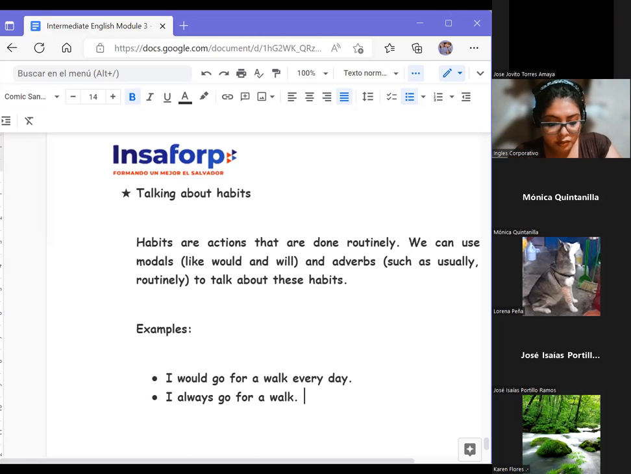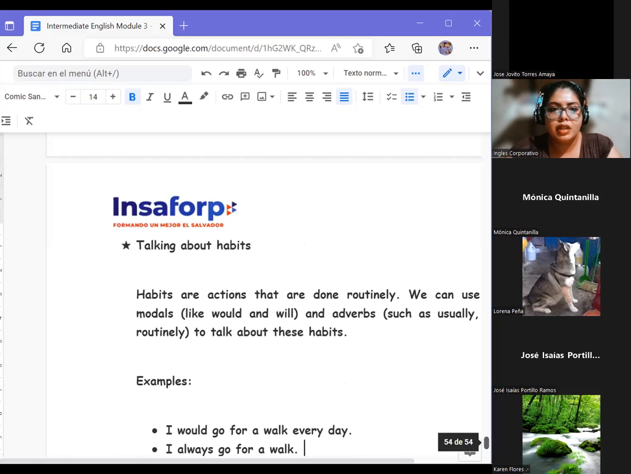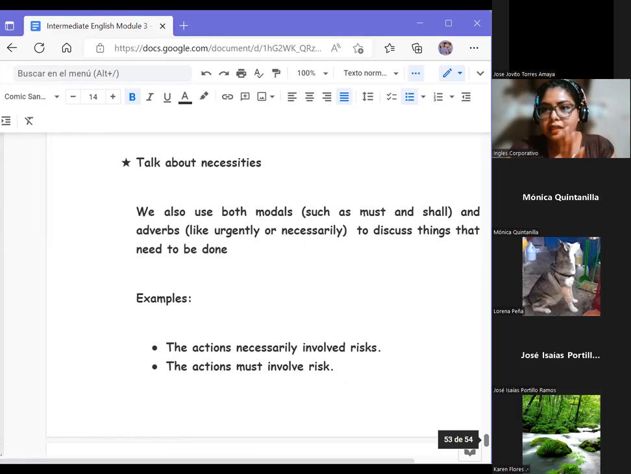So in this case, it's just to use those sentences because we have a lot of examples in here in which we are using the same meaning. Because if you can see in this one where you are talking about necessities, you are saying that the actions have some risk, but you are using different words. Las acciones necesariamente envuelven riesgo, y en el otro las acciones deben de envolver riesgo. It's talking about the same action, but with different words, giving a different connotation, but the message is the same.